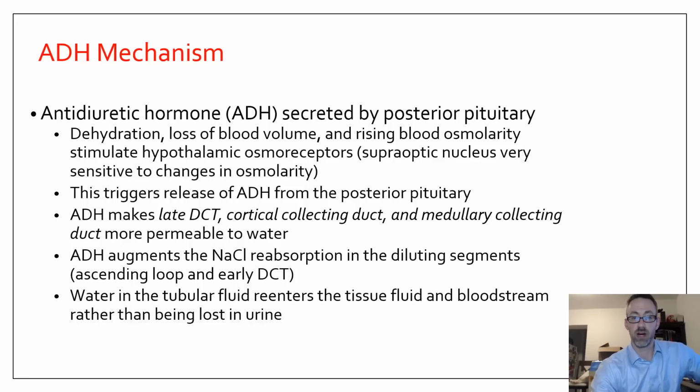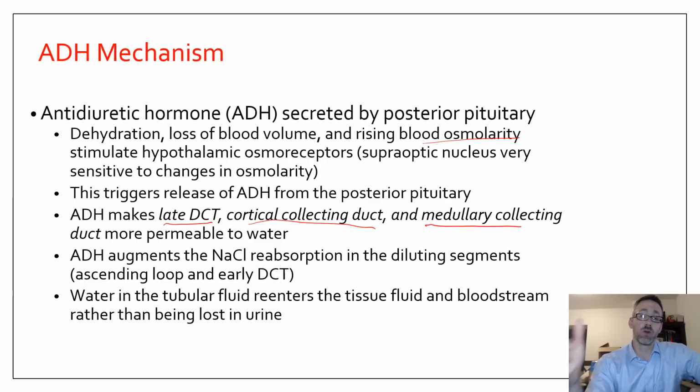So that's why I said loss of blood volume and rising blood osmolality stimulate the hypothalamic osmoreceptors, all right, which are, being specific, in the supraoptic nucleus, and they're very sensitive to changes in osmolarity. This is going to trigger the release of ADH from the posterior pituitary. ADH makes the late distal convoluted tubule, not the early portion, which we talked about, but the late, as well as the cortical collecting duct it's connected to, and the medullary collecting duct. So I talked about the collecting duct, the part that's in the cortex and the part that's in the medulla. It makes those portions of the nephron more permeable to water.